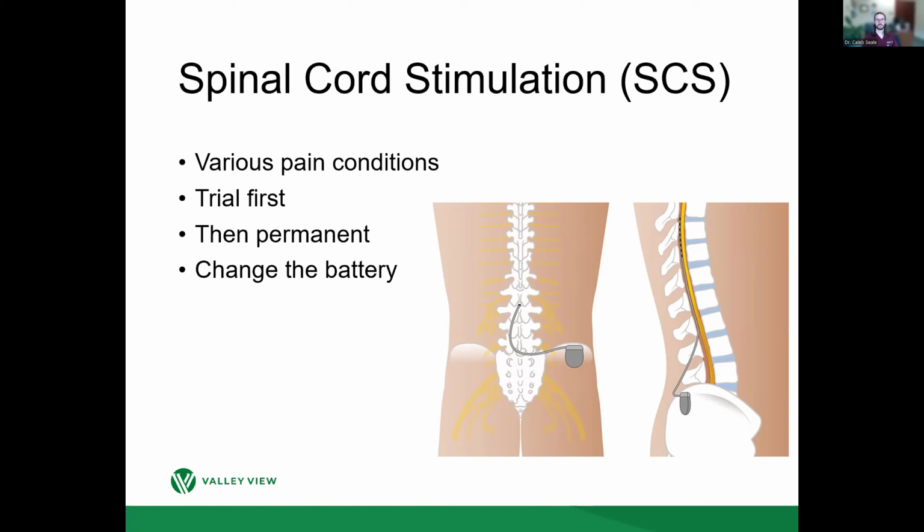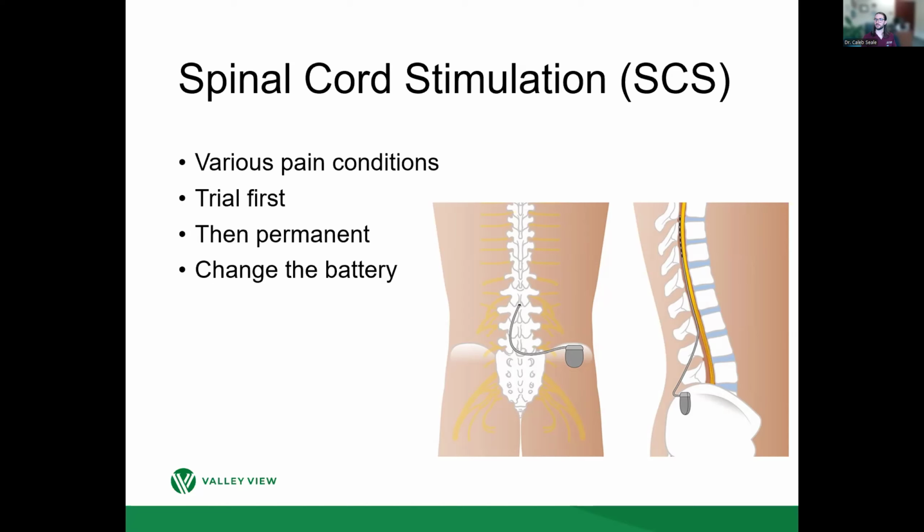Technically, anything over 50% relief for that week is considered a successful trial. Again, I like people to say, are we sure we have to take those leads out today? Or, yeah, it helped me 60 to 90%, something like that. That makes me really excited for you, and I think it gives you a higher chance of having a successful permanent.